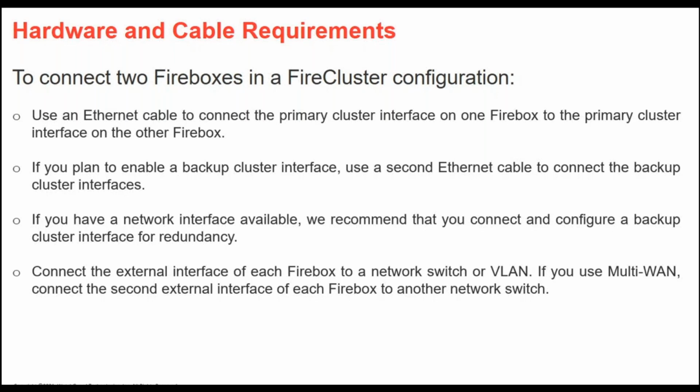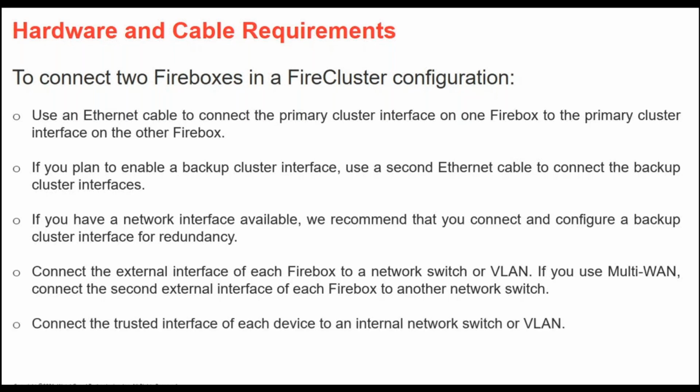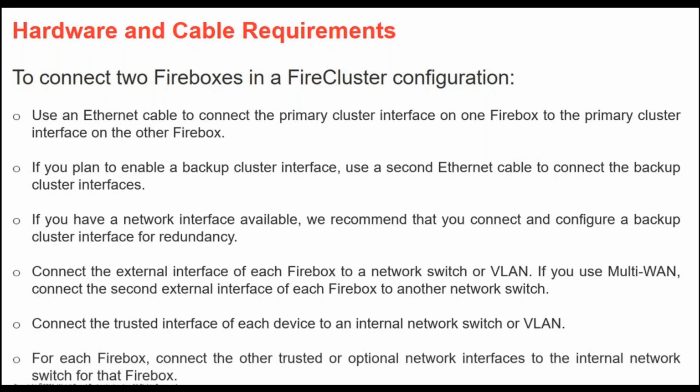So again, this is a switching design issue. Depending on your design, you're going to have the switch, and the connectivity for everything that you have behind the firewall, going to different zones or the trust zones that you have. It has to match on both of the devices. Connect the trusted interface of each device to the internal network switch or VLAN, which we just talked about. And for each firewall, connect other trusted or optional network interfaces to the internal network switch of that Firebox.